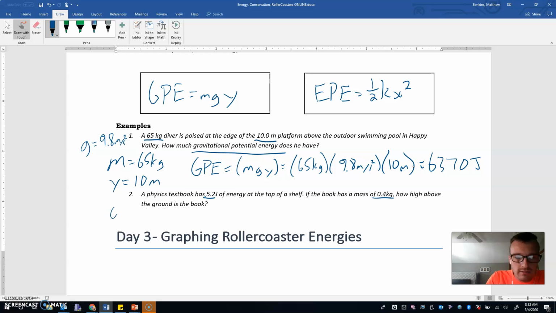But let's take a careful look at what we have. We have GPE equals 5.2 joules, and the mass equals 0.4 kilograms. How high above the ground is the textbook? So we're looking for how high. Y is how high. So that's the one we're solving for. We're solving for this Y in the GPE equals mgy equation.